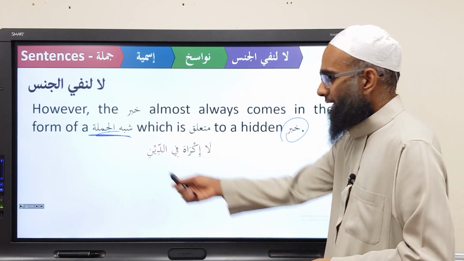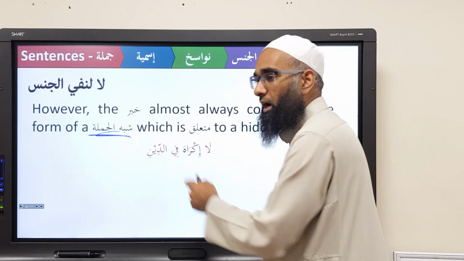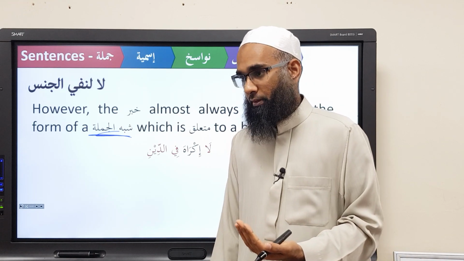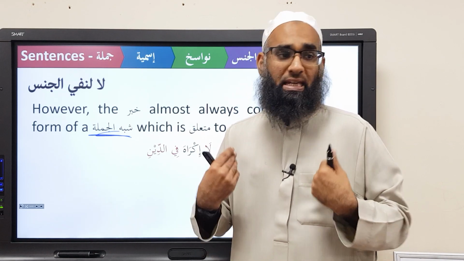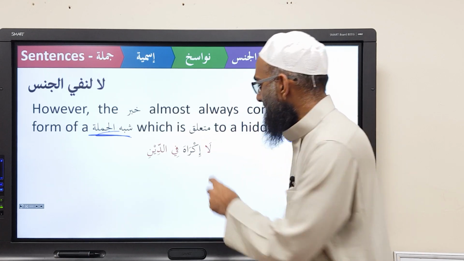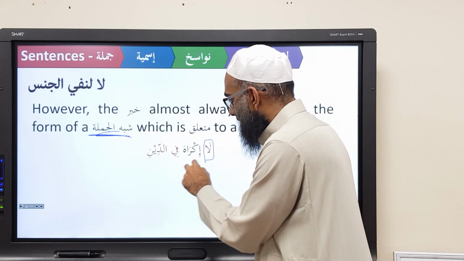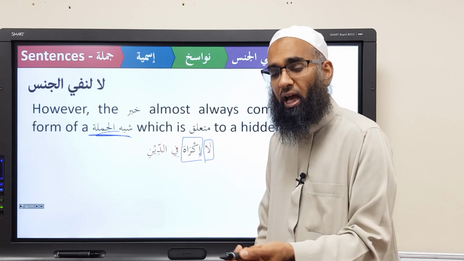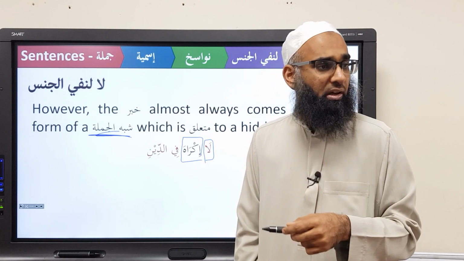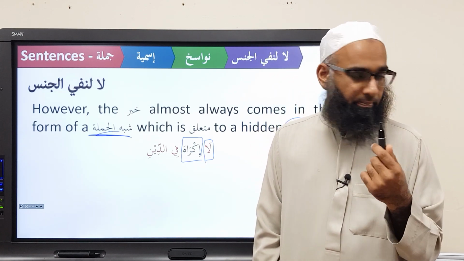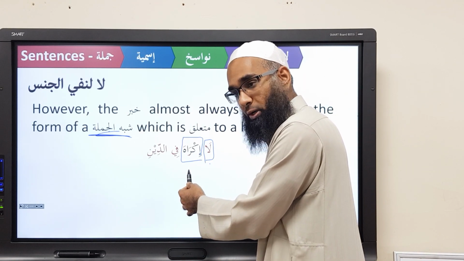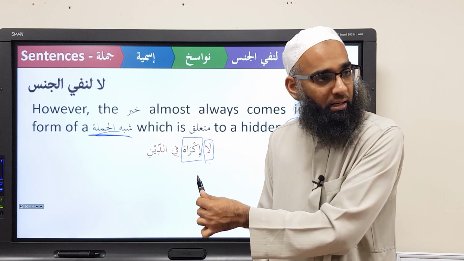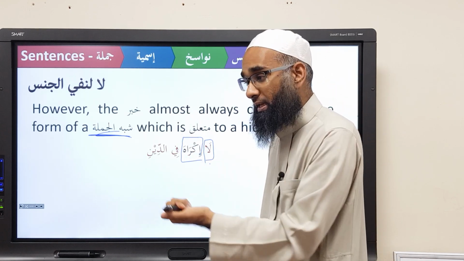So for example, in the Quran it always comes, la ikraha. Ikraha means to force. So what's the thing regarding religion? La ikraha fi din. You cannot force any religion onto anybody. So what's la? Linafi al-jins. Ikrah is what? Ismu la mabniyun ala al-fath fi mahallin nasb. Yes? لا لنفي الجنس اسم لا مبني على الفتح في محل نصب.